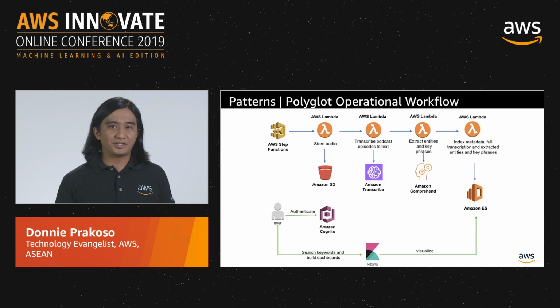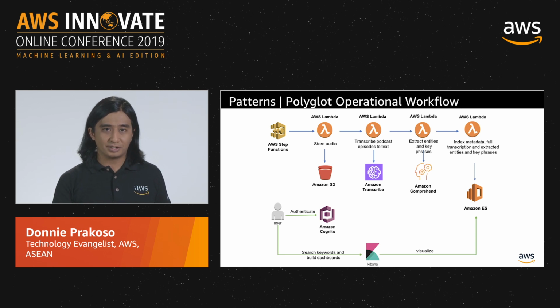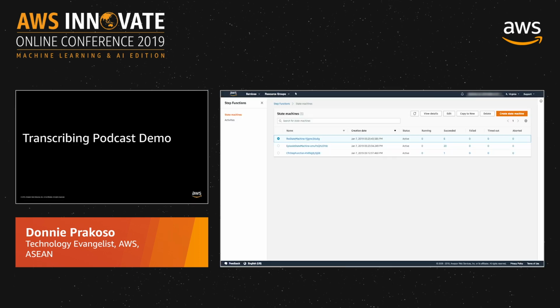This is a high-level architecture for the demo that we've prepared. Next demo is for transcribing podcasts using a microservices approach and integration with AWS Step Functions. We're going to use AWS Step Functions to coordinate the workflow to get podcasts, do the transcription, and feed it into Elasticsearch. In this demo, we will show you how to use AWS Step Functions by combining several microservices to transcribe a podcast from an RSS URL.